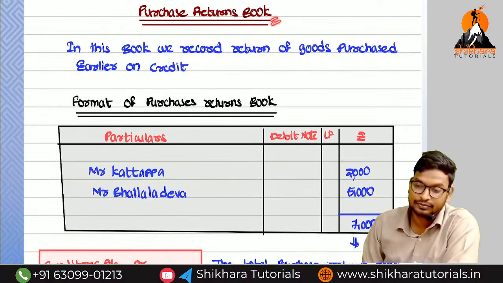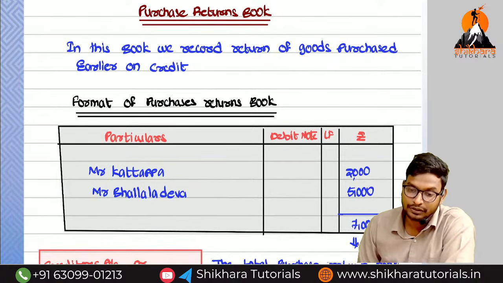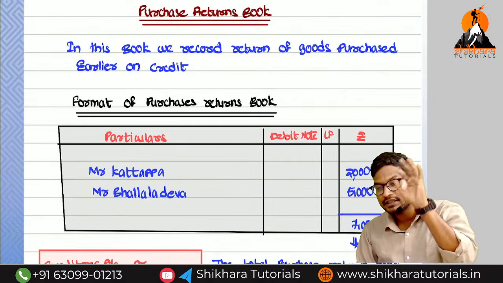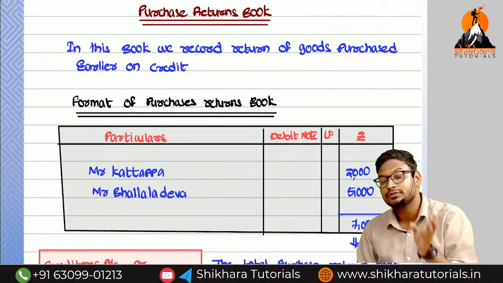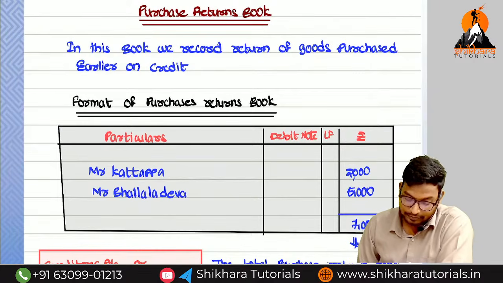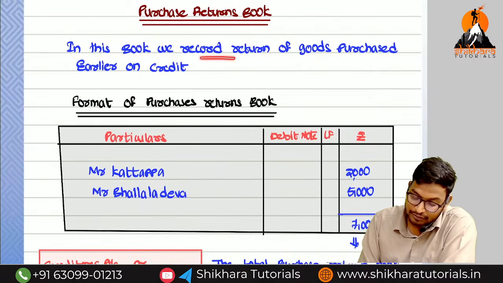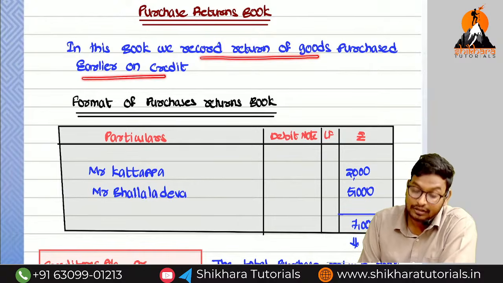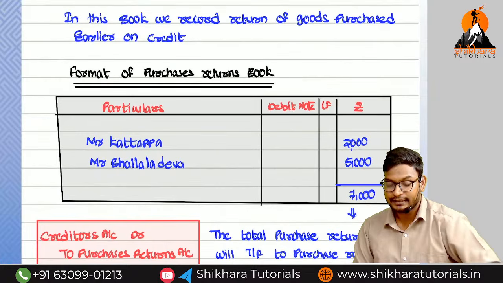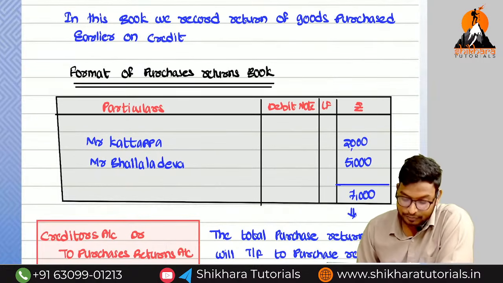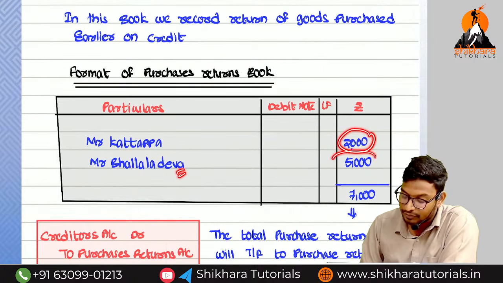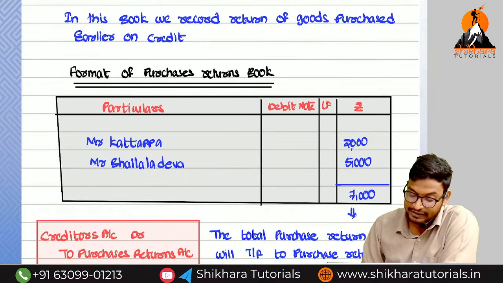In the purchase returns book, what transactions are we going to record? Simple. Whatever goods you have purchased previously on credit basis, if those goods are returned, those transactions will be recorded in the purchase returns book. So in this book, we record the return of goods purchased earlier on credit. Okay, guys. So who are the creditors for us? Kattappa, Ballal Deva and Bahubali. But in that, Kattappa has returned how much? 2,000, and Ballal Deva has returned how much? 5,000. Remember this point, a very very important point.